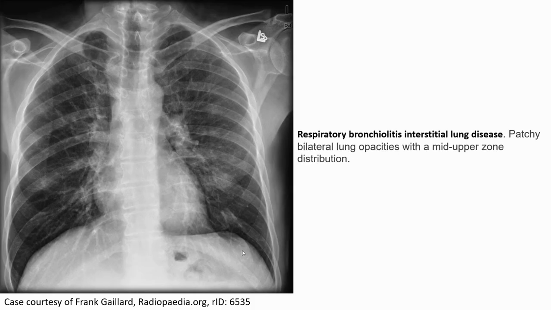This is a case of respiratory bronchiolitis interstitial lung disease. We can find patchy bilateral lung opacity with a mid-upper zone distribution. We can see a reticular pattern in both lung fields, with some tiny nodules mostly in the lung base.